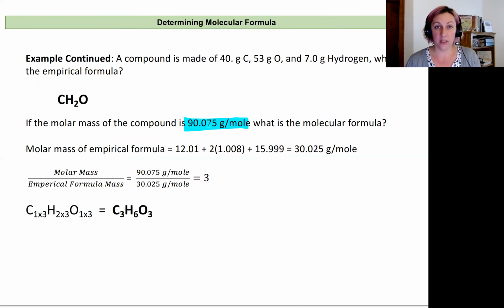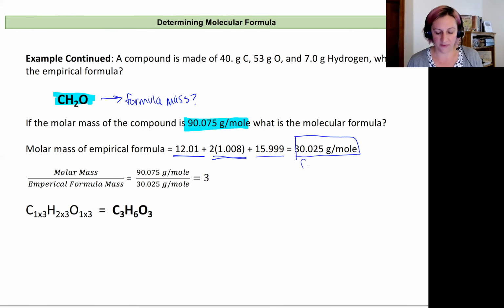Well, the first step to do is to take our empirical formula, this CH2O, and determine what is its formula mass for that empirical formula. And so since I have 1 carbon, I'm going to have 12.01 plus 2 hydrogen, so 2 times 1.008 plus 15.999, the molar mass of just an oxygen atom. And I get a formula mass of 30.025.